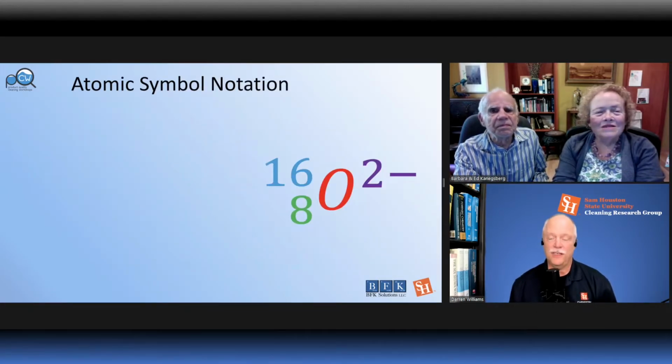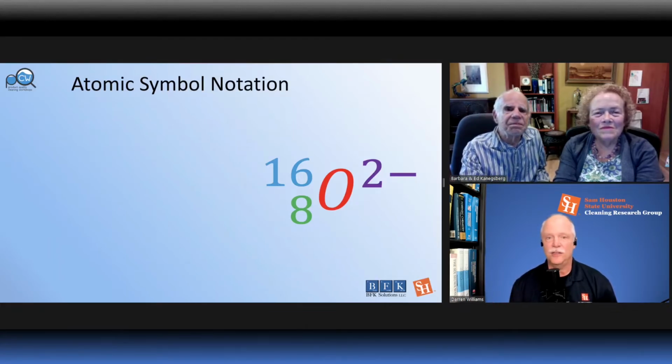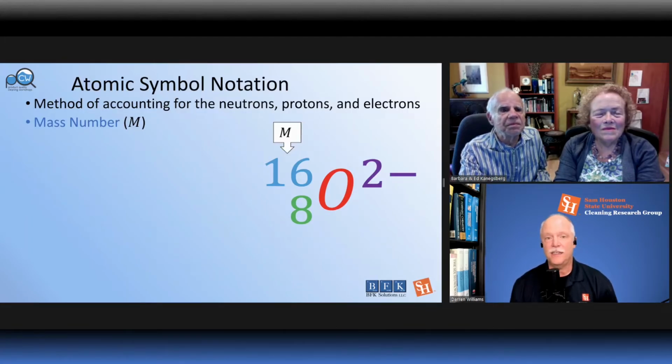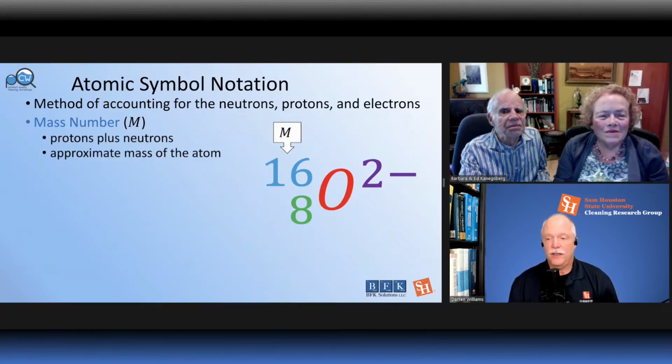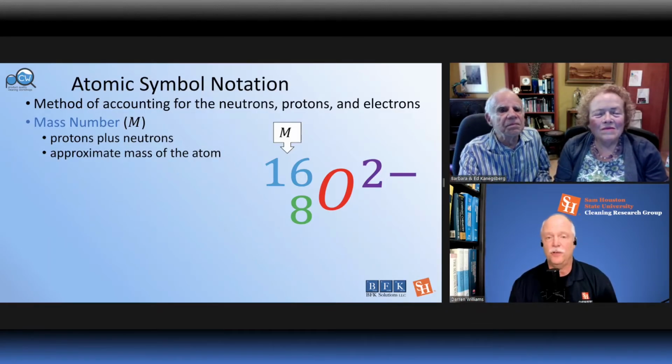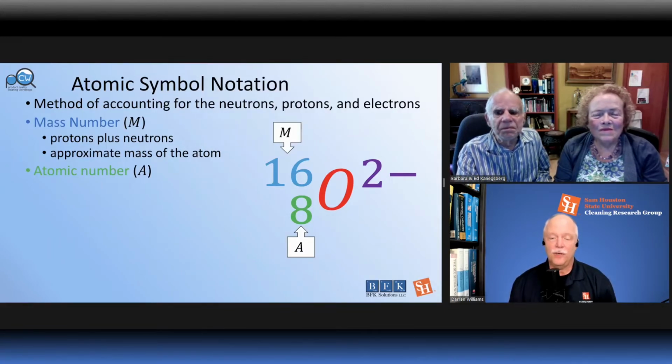Now, to keep track of all of these numbers, the neutrons, the protons, the charge, we have this atomic symbol notation. So we'll go through this briefly. This is a method for accounting for all of those different particles in the atom. So in this particular case, for this oxygen, we have this 16, which is the mass number. And that is the sum of the protons and the neutrons. So we could figure out that this is all of the heaviest particles in an atom, so it's approximately the mass of the atom. So if you look at a periodic table and you see oxygen, you'll see that its mass is close to 16. It's like 15.998.